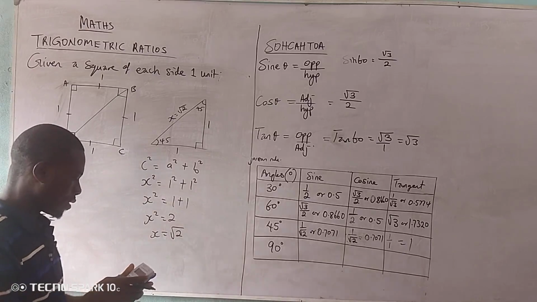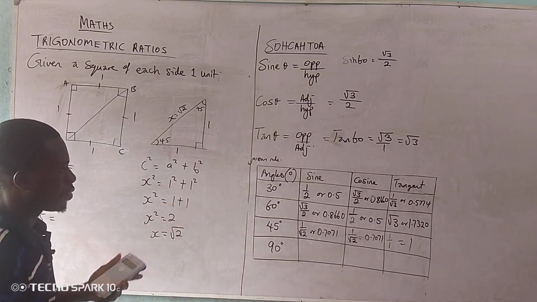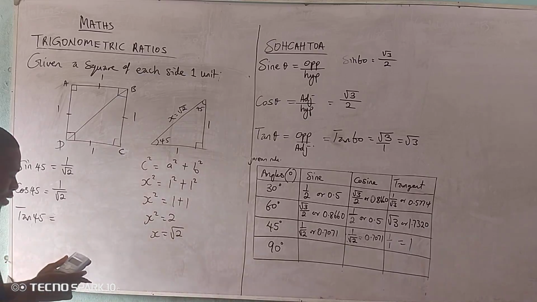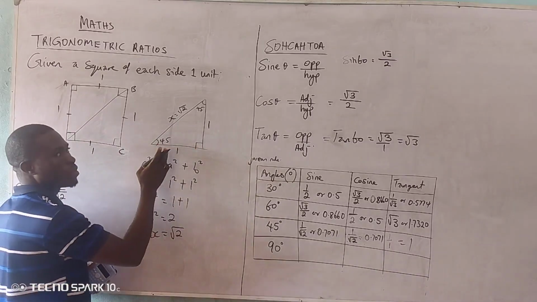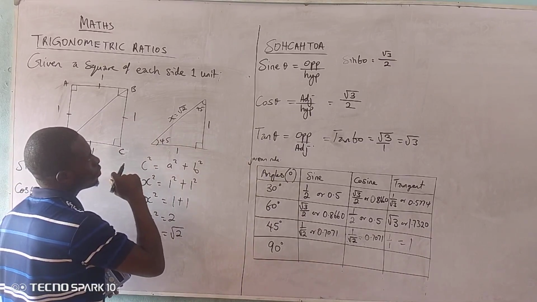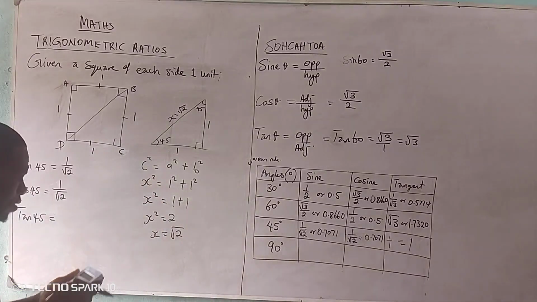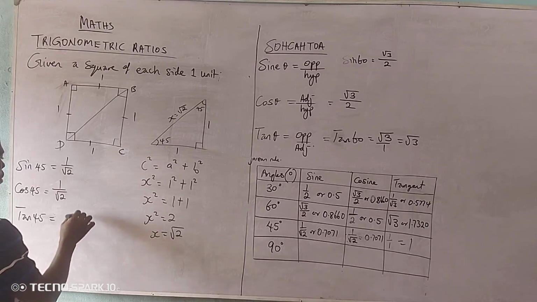So that is it, class. Then let's go to 90 degrees. We have to find sine 90 degrees. Sine theta, sine 90 is equal to opposite over hypotenuse. Let's go to the other triangle.